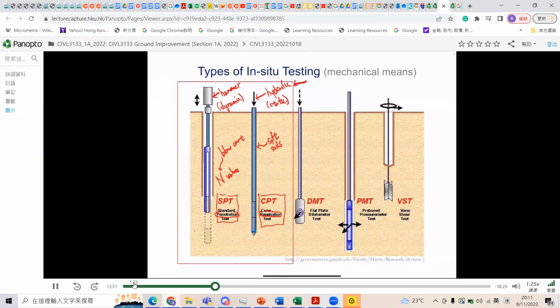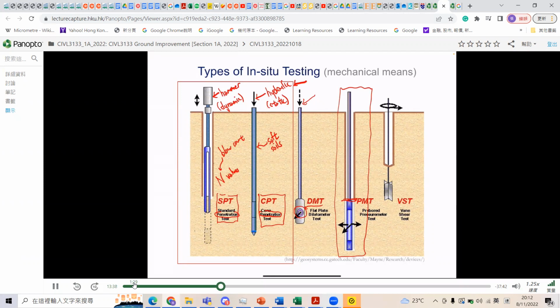Both the flat plate dilatometer test, DMT, and the pressuremeter tests rely on inserting some probe to a particular target depth of interest. And there's some plate here and mechanism here that can expand, and you can get stiffness and compressibility of the ground. Likewise, for the pressuremeter, you can pre-bore to a particular depth before you lower this PMT in the ground. You can push in a PMT as well. You can also have the newer form of PMTs that can self-bore down to the elevation of your choice.